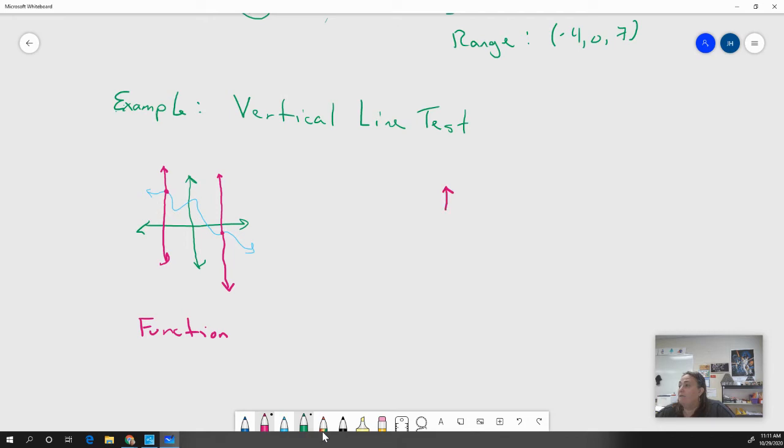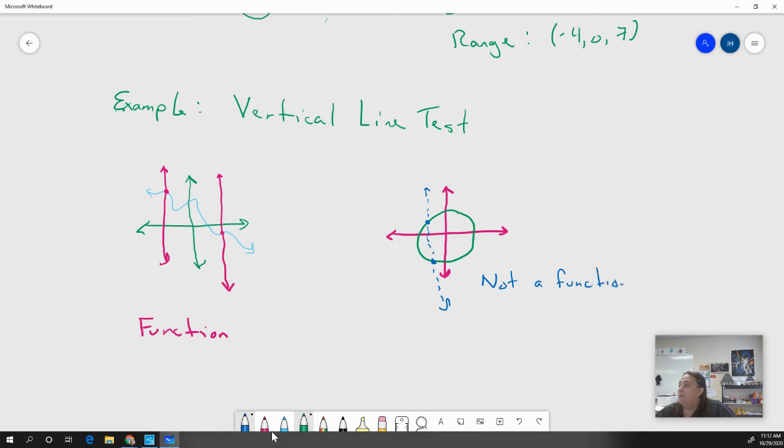So say I have something like the graph of a circle. If I drop a vertical line in through this circle, sorry, that should be straight up and down, but you get the idea. But it's going to cross at 2 points, right? And we can say that is not a function, right?